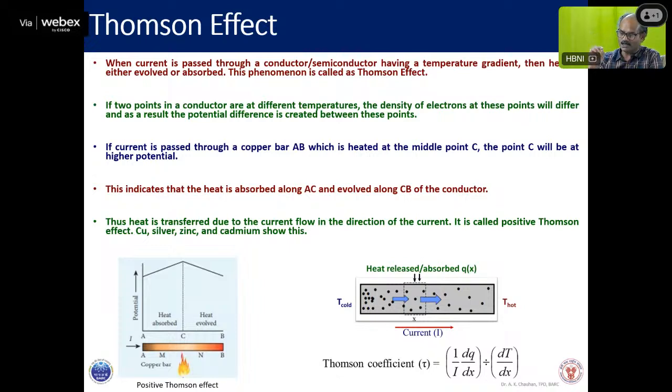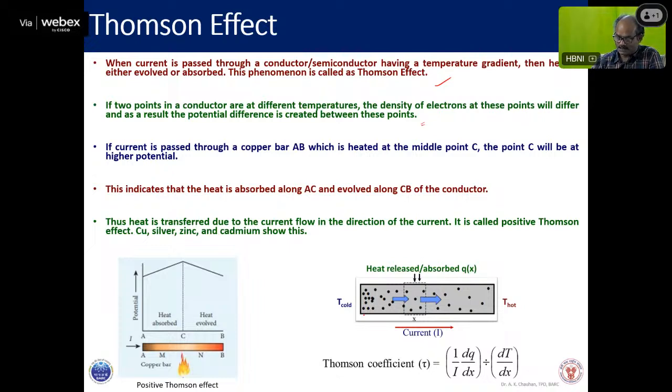So this phenomenon, when you are passing a current through a conductor or semiconductor, and there is a temperature gradient in that, then the evolution or absorption of heat is called the Thomson effect. If 2 points in a conductor are at different temperatures, the density of electrons at these points will differ, and as a result, a potential difference is created between these 2 points.